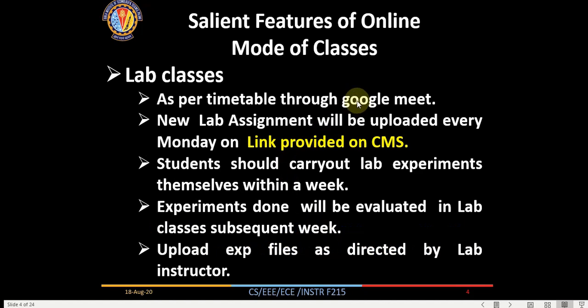The salient features of the lab are going to be slightly different. I am going to provide links for videos in which the entire procedure to be followed to carry out the experiments will be explained. The problem statement will also be given. For the first three labs, we are going to use LTSpice. I have already published the link on how to download LTSpice and how to install the various components of LTSpice. I have given the link to all.